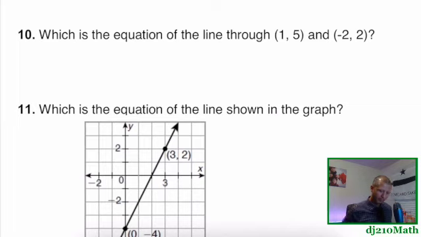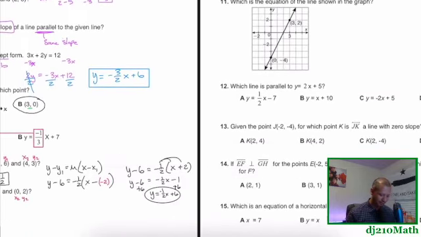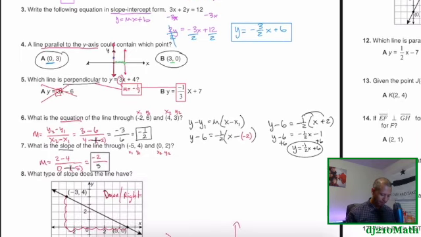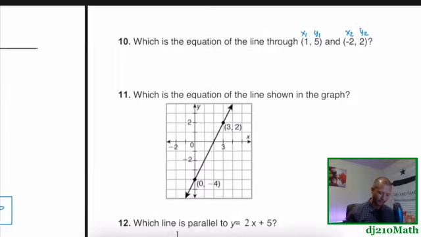Number 10. What is the equation of the line through these 2 points? So we'll call it x1, y1, x2, y2. And I want the equation of the line. For the equation of the line, I need a slope and I need a point. So we have a point. In fact, we have 2 points. It's very repetitive, right? This is just like number 6. The work we did for number 6, that's what we're going to do now.